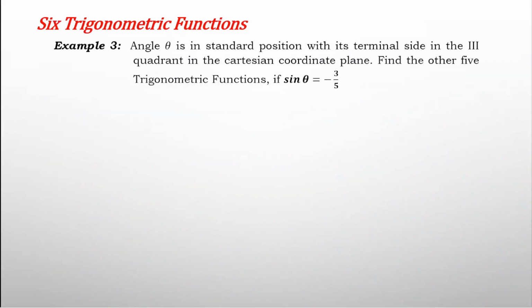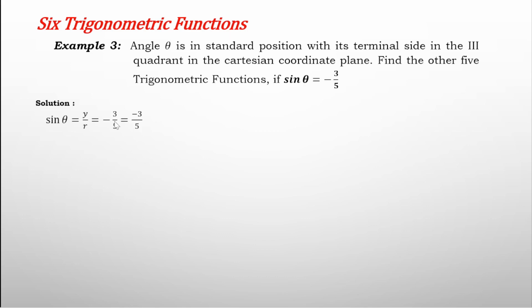Example number 3. An angle theta is in standard position with its terminal side in the third quadrant in the Cartesian coordinate plane. Find the 5 trigonometric functions if sine theta is equal to negative 3/5. Okay, so the solution. We all know that the trigonometric ratio for sine theta is equal to y over r. Then sine theta is equal to negative 3/5.